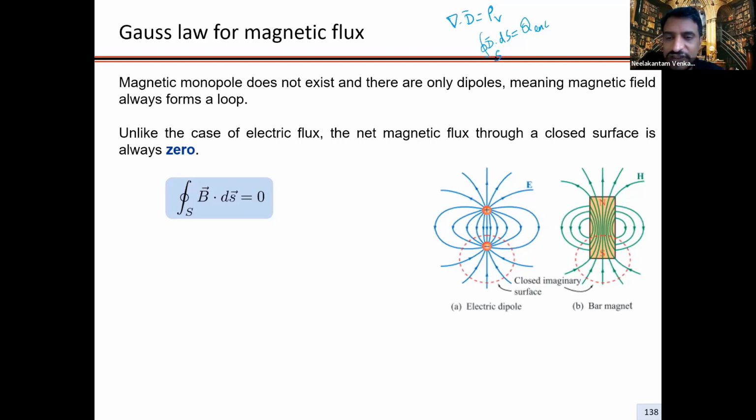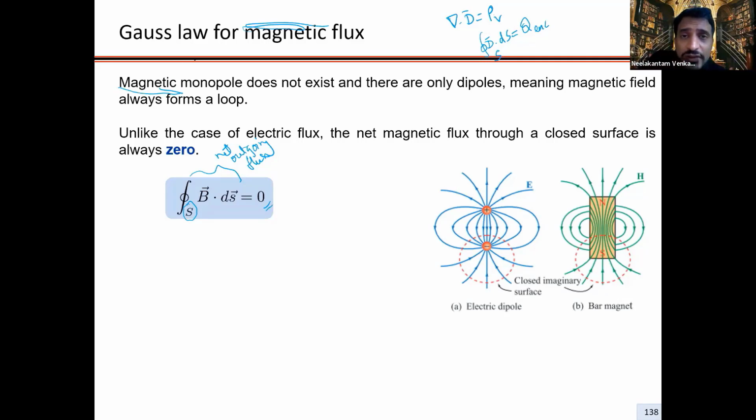Gauss law for magnetic flux tells you that whenever I have a closed surface, if I take the net outgoing flux, which is what this integral means, net outgoing, not incoming. Incoming is the negative of outgoing. Net outgoing flux is equal to 0. And this is always 0 for the magnetic case.